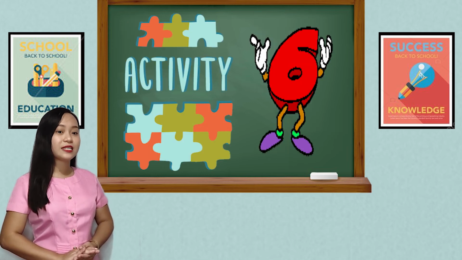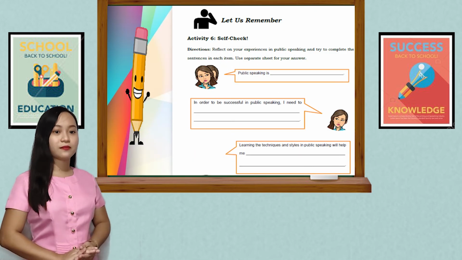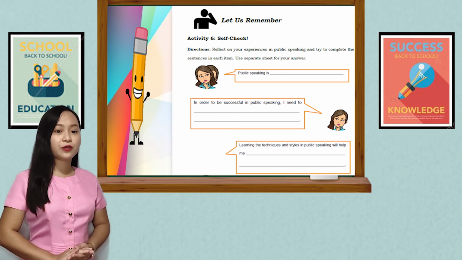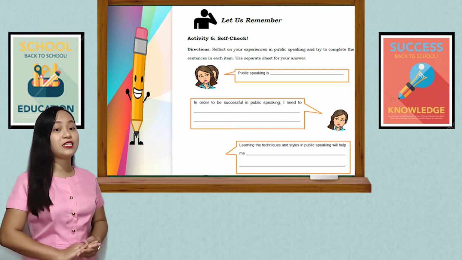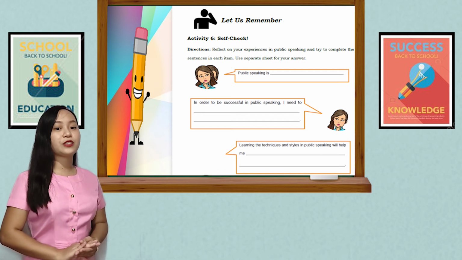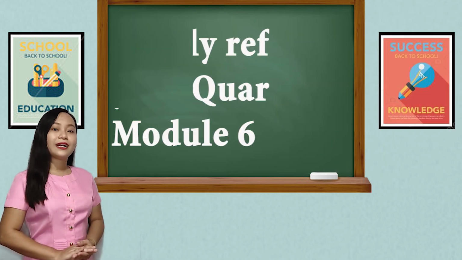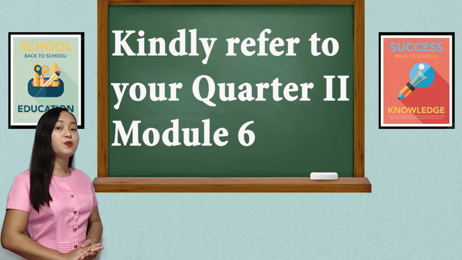And Activity 6, Self-Check. Directions: Reflect on your experiences in public speaking and try to complete the sentences in each item. Use a separate sheet for your answer. Kindly refer to your Quarter 2 Module 6.